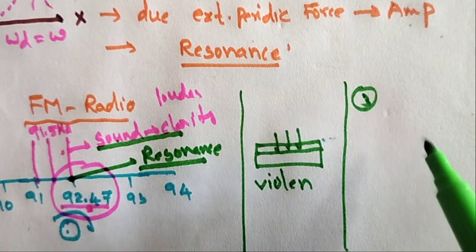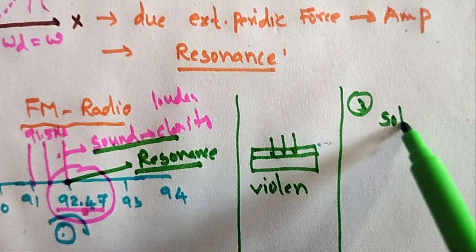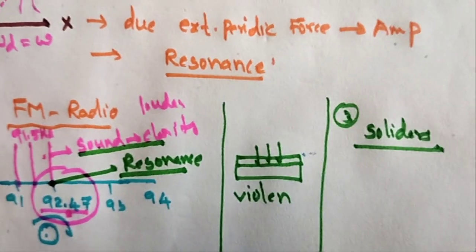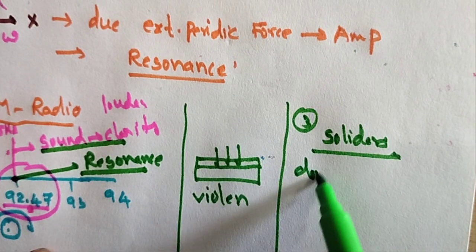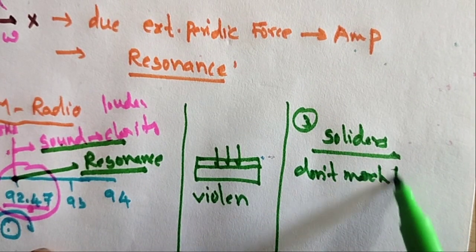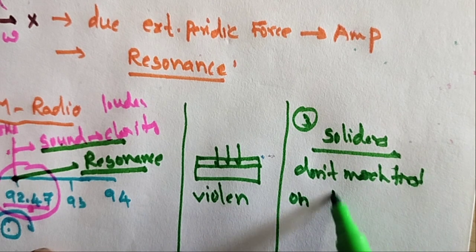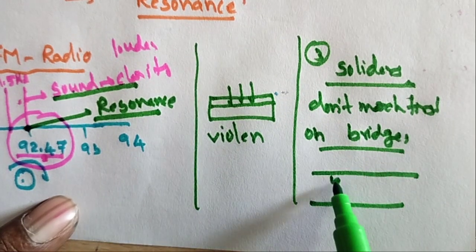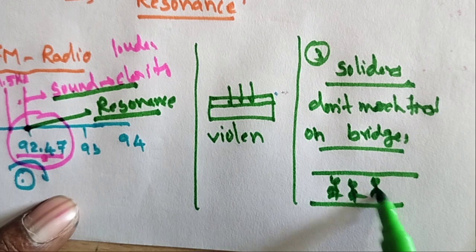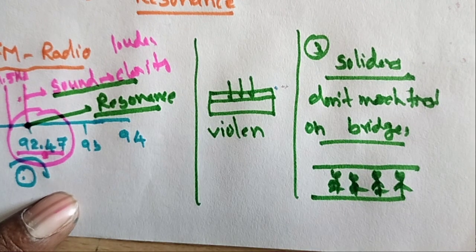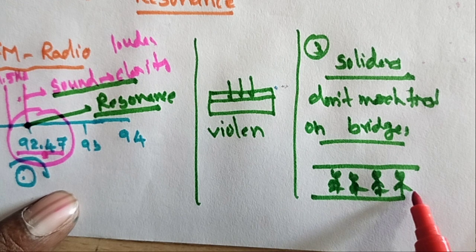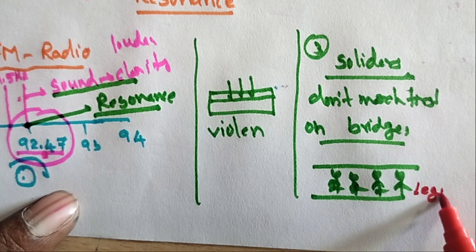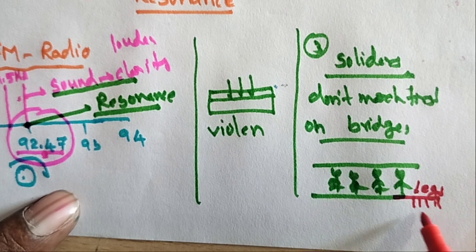And the third example here, the soldiers. Soldiers should not march in step on bridges. What is the reason? Suppose there is one bridge with a number of soldiers. Don't march in step, left right. What is the reason? Suppose all these soldiers march in step, their legs hit the bridge.